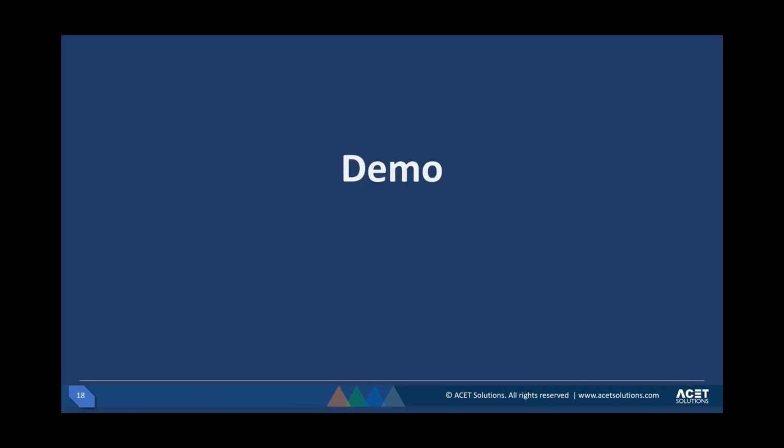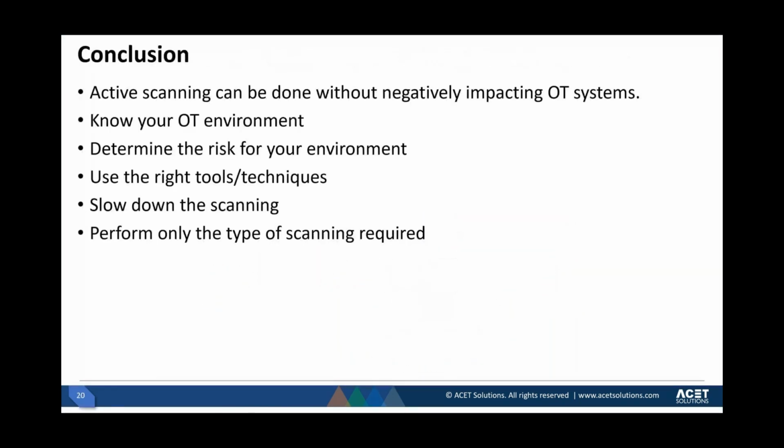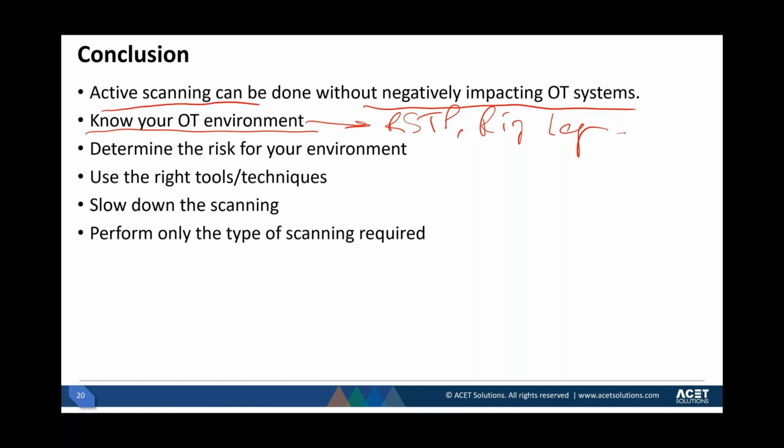So in a nutshell, what we're talking about is that active scanning, absolutely, it can be done. Whoever says that active scanning is a no-go, I don't agree with that. It is perfectly okay to do active scanning without negatively impacting OT systems. No problem whatsoever, as long as you know your environment. Do you have any RSTP? Do you have any ring topology? Do you have any legacy PLCs? Determine the risk for your environment.